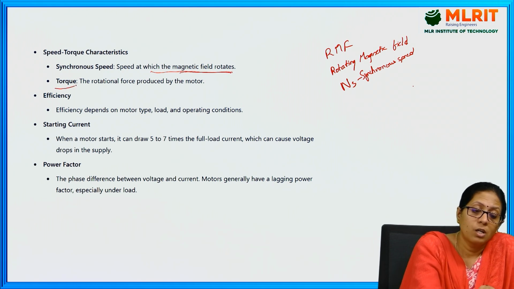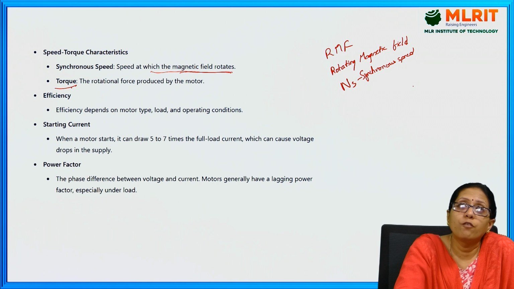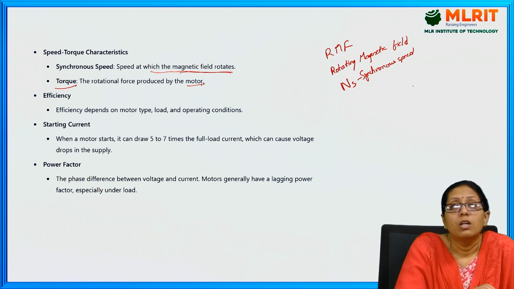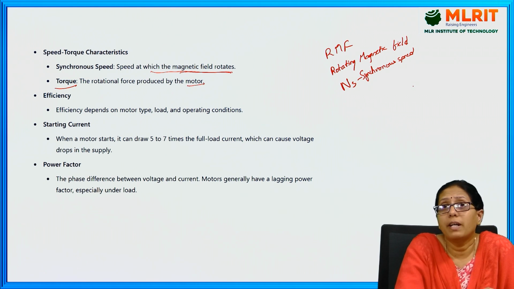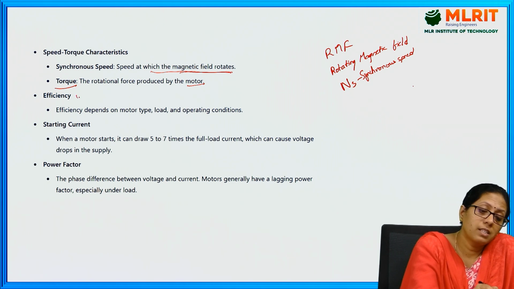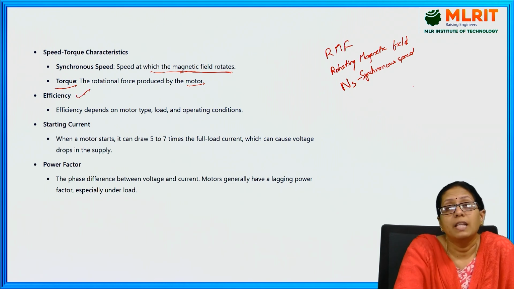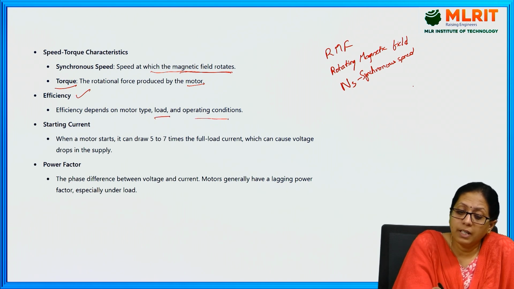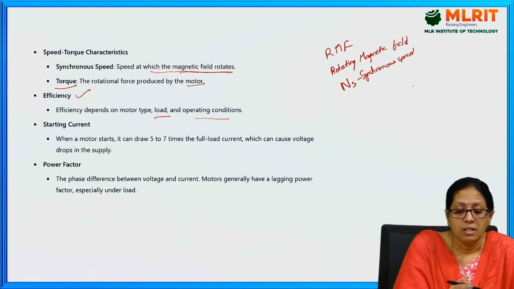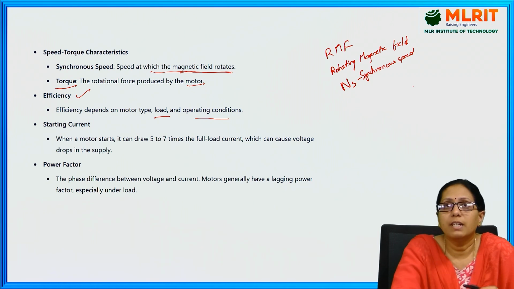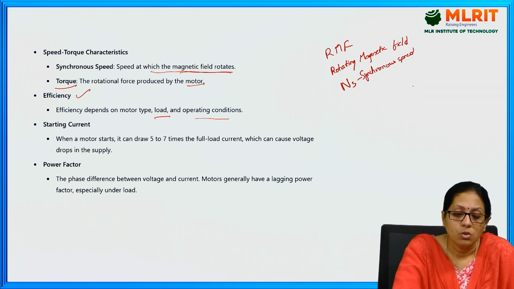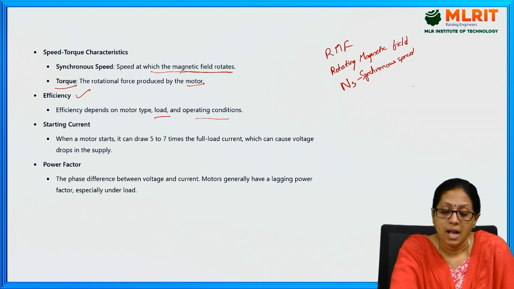The next one is torque. Torque is nothing but the rotational force provided by the motor. The next thing we have to consider is efficiency. The efficiency depends upon the motor type, its load and operating conditions, like which type of motor we are using, whether it is a DC motor or an AC motor, synchronous motor or brushless motor. So based on the type of the motor, based on the load which is connected to the motor, and based on the operating conditions as well as the temperature.